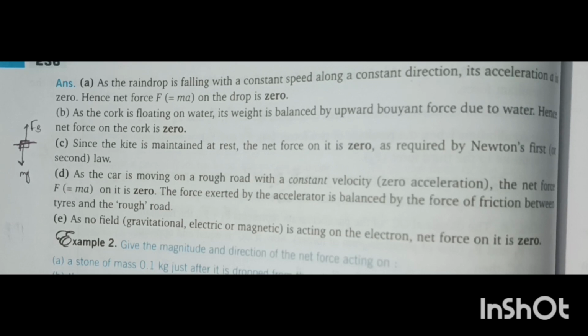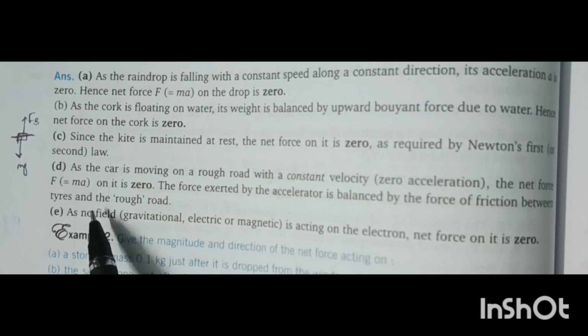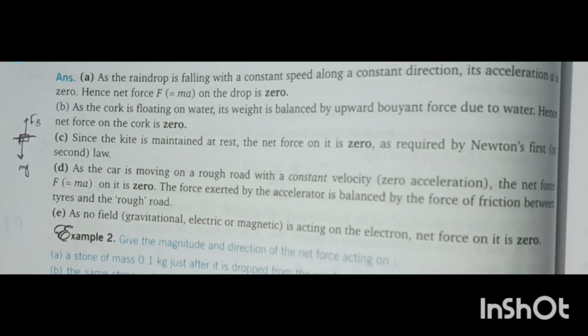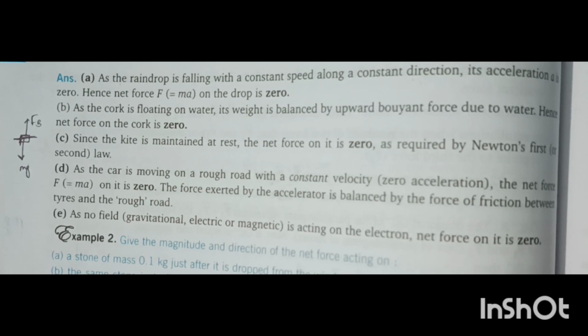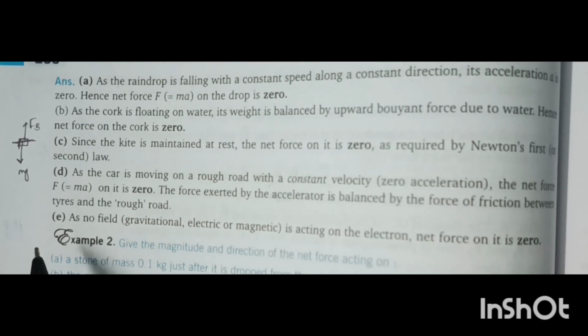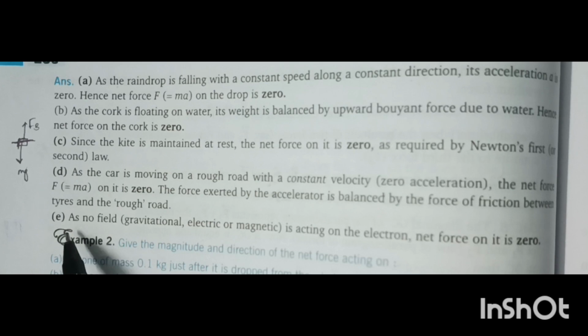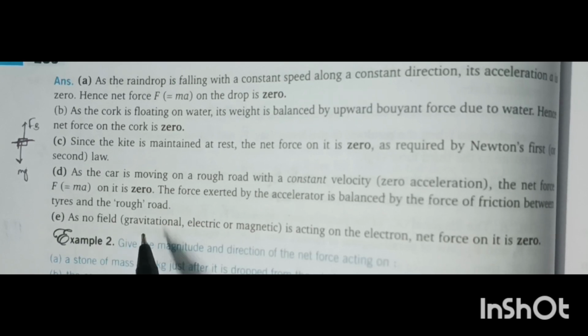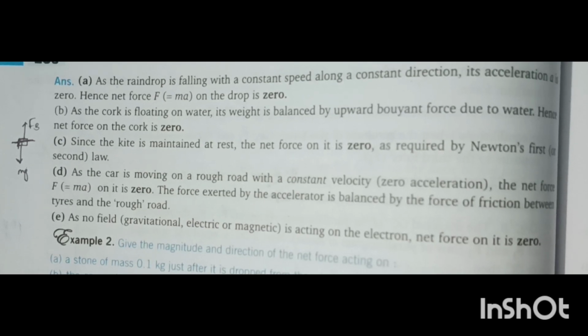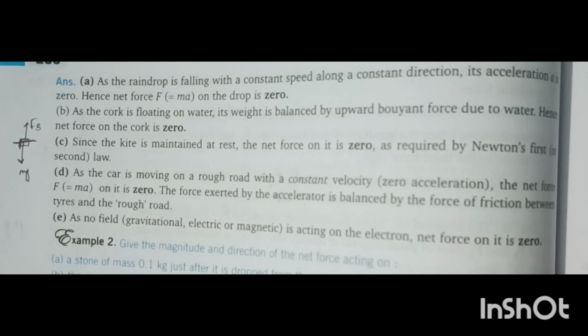So the force exerted by the accelerator is balanced by the force of friction between the tires and the rough road. This is for the force exerted by the accelerator. That is also balanced by the force of friction between the tires and rough road. Last case, the electron. Surrounding the electron, there is no field like gravitational field, electric field or magnetic field. So if there are no fields, then there will not be any force. So the net force is 0 on the electron.